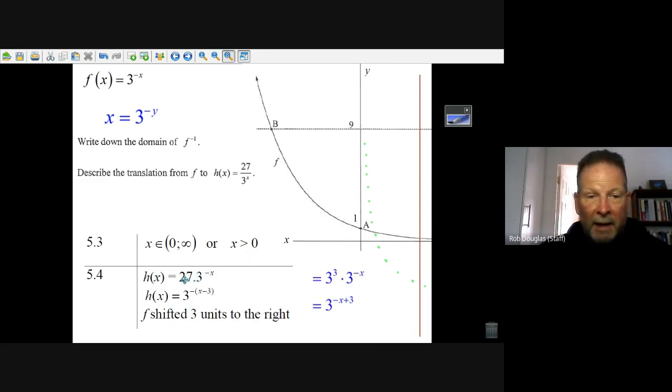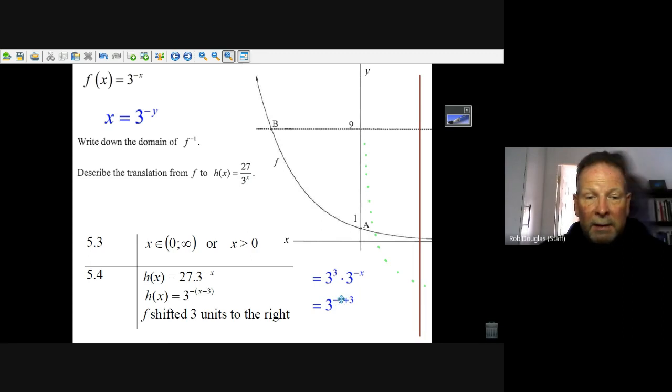Instead of 27, write 3 cubed. That's what I did. I'm doing a little bit more than the memo. I'm writing 3 to the third power. Now, when this is just 1 over 3 to the x, it means 3 to the minus x. Well, 3 to the 3 times 3 to the minus x is just 3 to the minus x plus 3. When you multiply two things of the same base, you add their exponents.